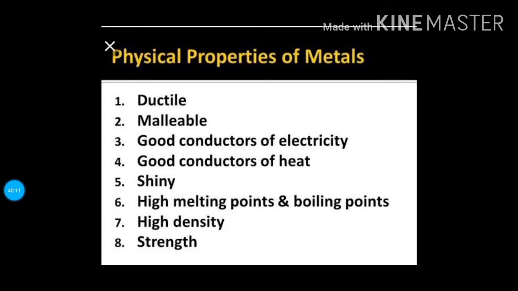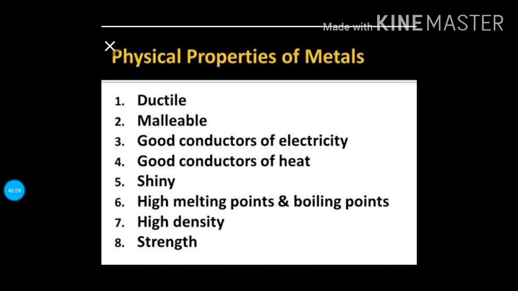So yes, we know that mostly metals have high melting and boiling points, like iron metal. The next property is high density. We know that metals have high densities, but there are exceptions like sodium and potassium. These two metals have low densities. They are very soft metals, and we can even cut them with a knife.